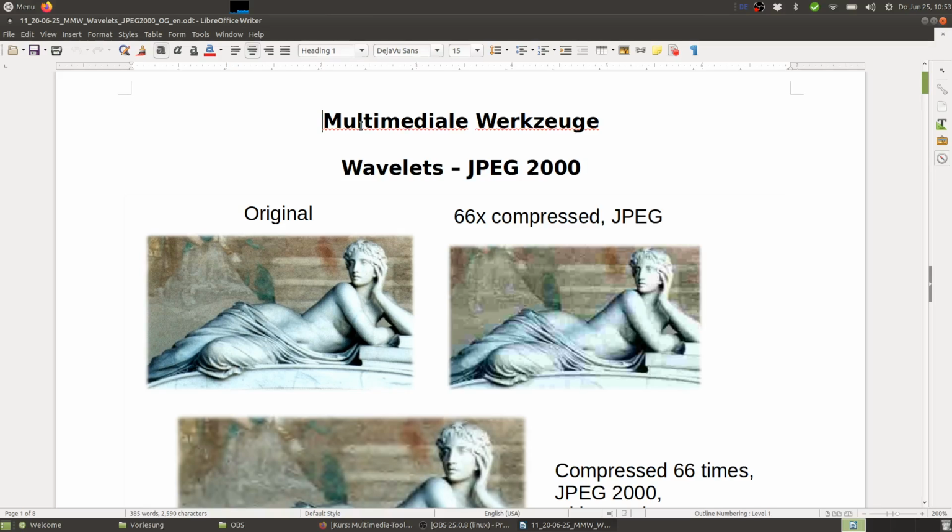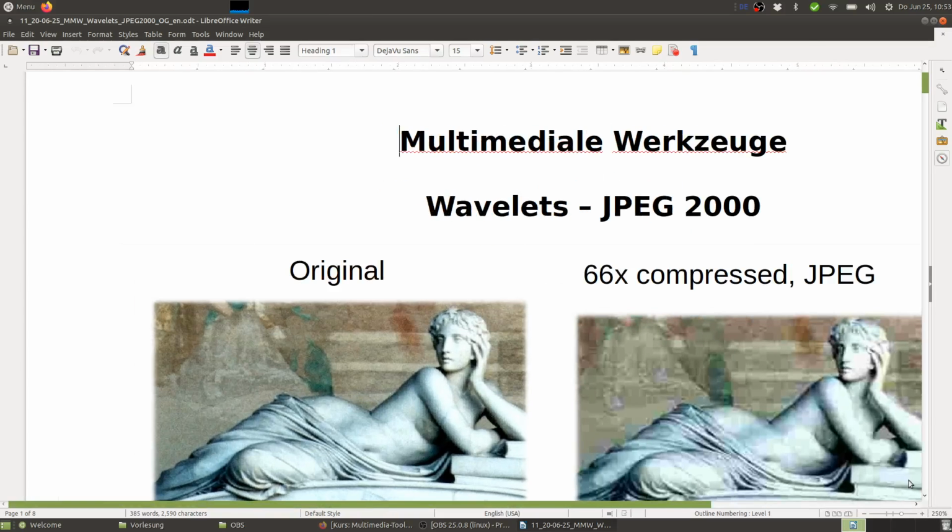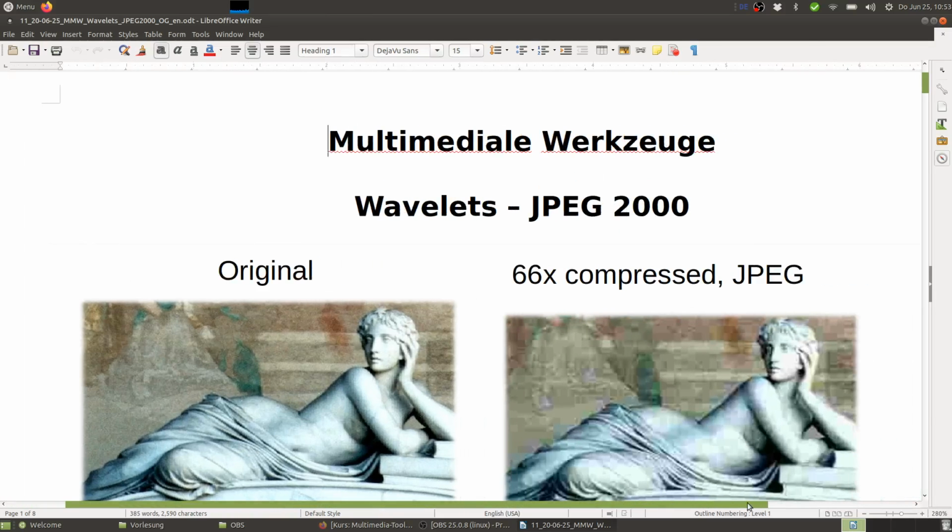So last time we saw the artifacts coming from applying the DCT, for instance, in JPEG. We got those blocking artifacts from the 8x8 blocks. And here's an example where you can see those artifacts again. So I can zoom in so that you can see those artifacts better.